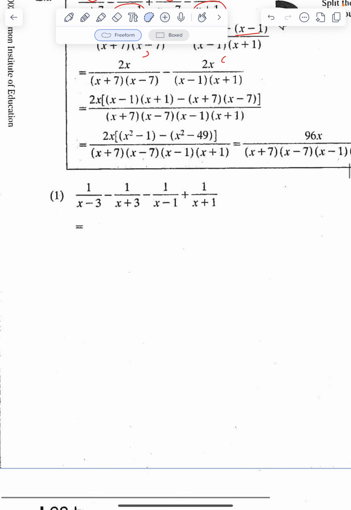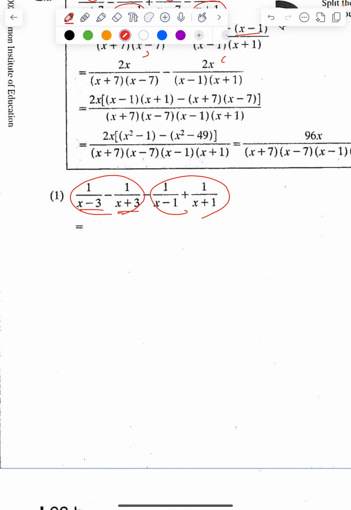Okay, so we have x minus 3. We also have x plus 3. So we're going to group them together. We're also going to group that together as well. After that, you should be getting x minus 3, x plus 3 on the bottom, and on the top x plus 3 minus x minus 3. Okay, so this is done for the first two fractions.